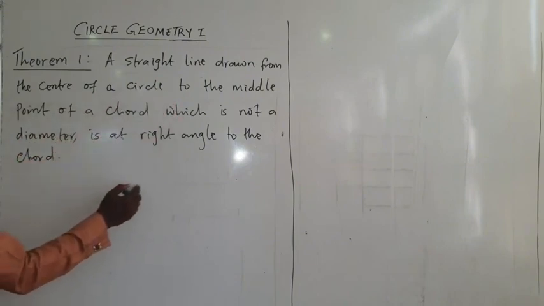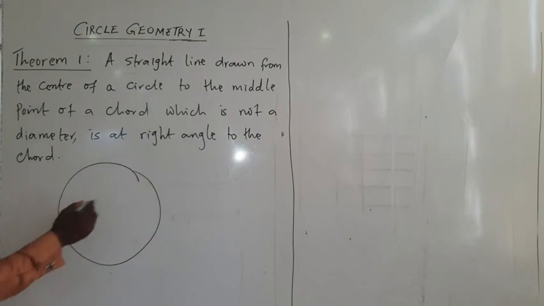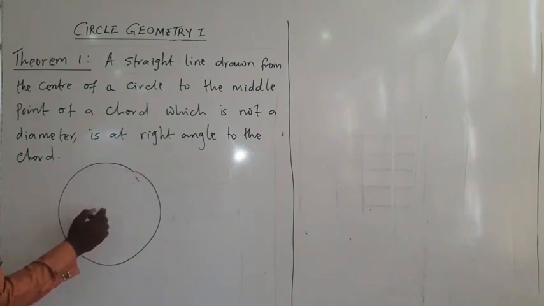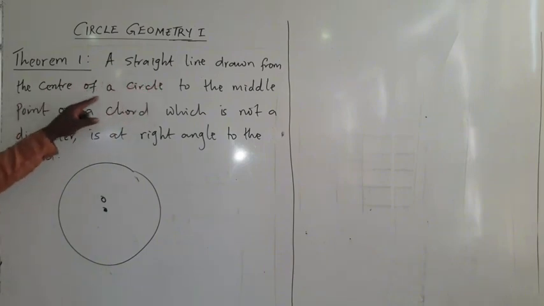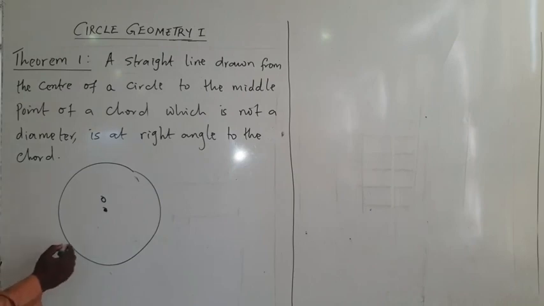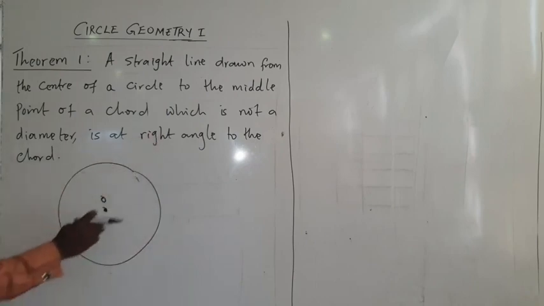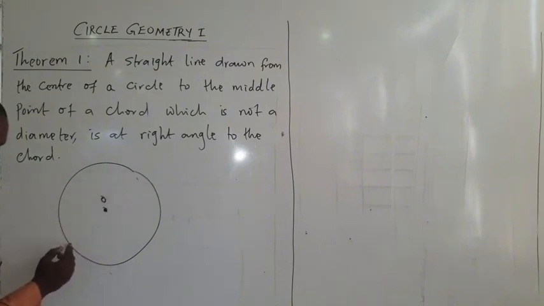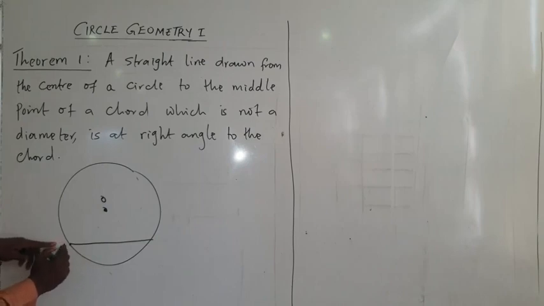So we have a circle like this. Then we have a straight line. The center of the circle is given as center O. So a straight line drawn from the center of a circle to the middle point of a chord. The chord is defined as a line that runs from one part of the circumference to another part of the circumference, not necessarily passing through the center. So we have a chord like this. This is the chord that is called AB. So the line AB is given as the chord.